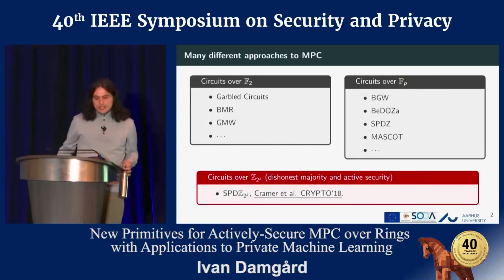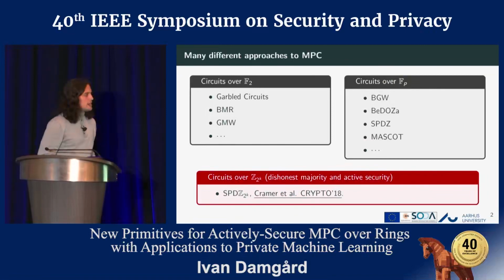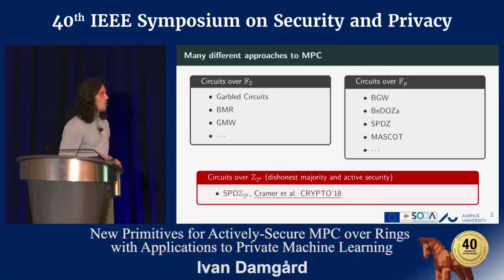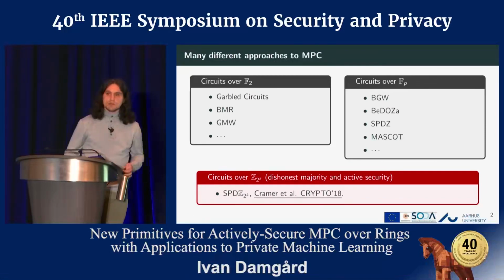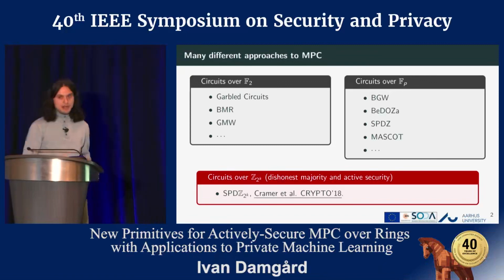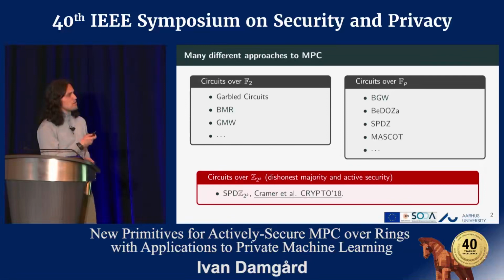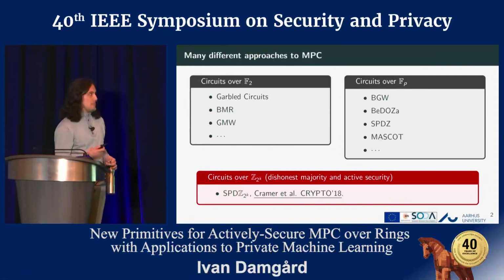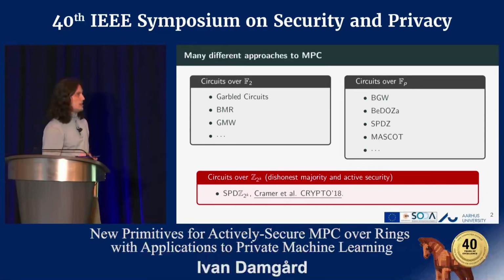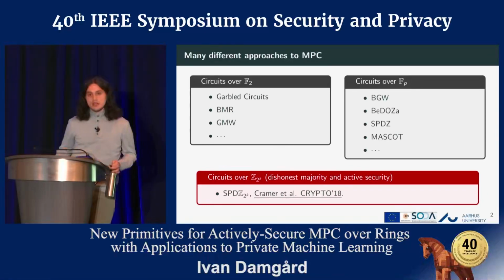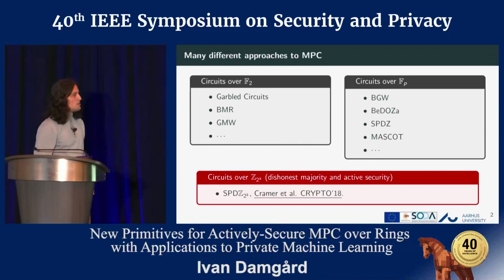MPC is quite an old problem. It comes from the 80s. If you want to compute circuits over F2, there are some approaches to do that. For example, garbled circuits, which is one of the first solutions to this, or BMR, which is the generalization to multiple parties. You also have GMW and so on. And there are many more modern ones, because these are actually quite old. If you want to compute a circuit over Fp, the field of integers modulo P, where P is a prime, you have another set of solutions, like Vedosa, VGW, SPDZ, MASCOT, and also many more.